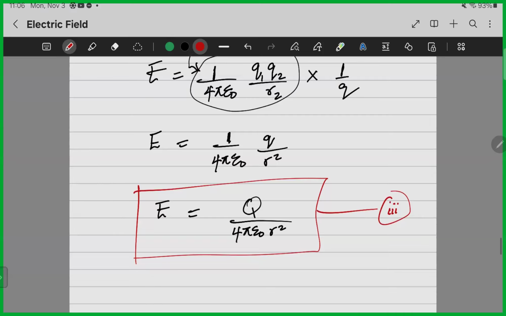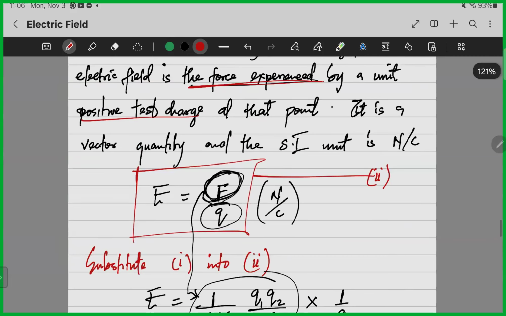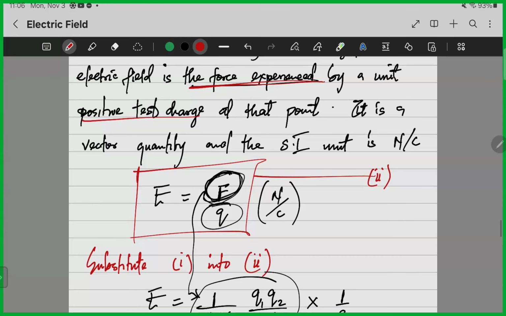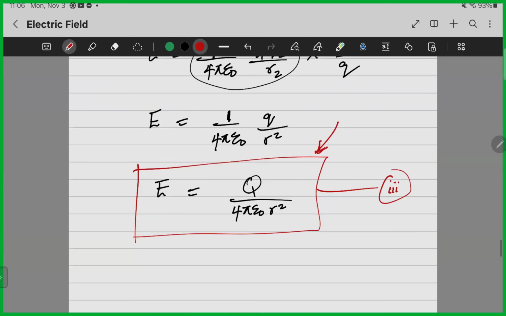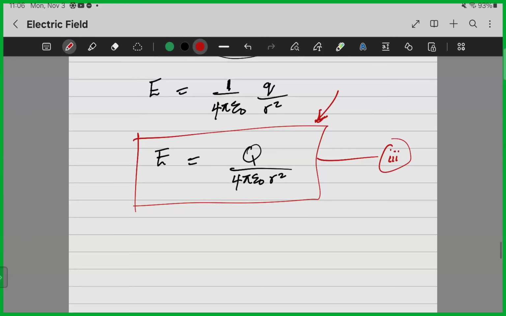When they give you radius and they give you charge, you can use this particular formula to find electric field. When they give you force and they give you charge, you use this particular one because this has force over charge. So it depends on what you are given. You can always manipulate your formula the way you want to do it.